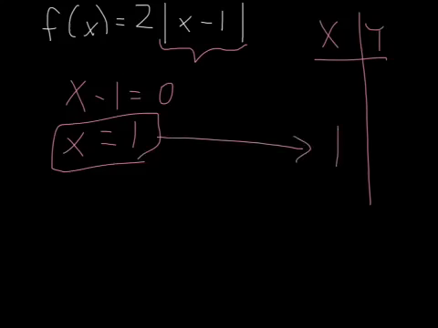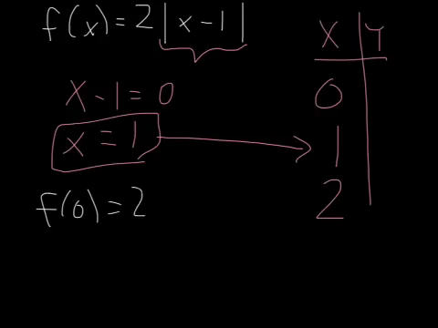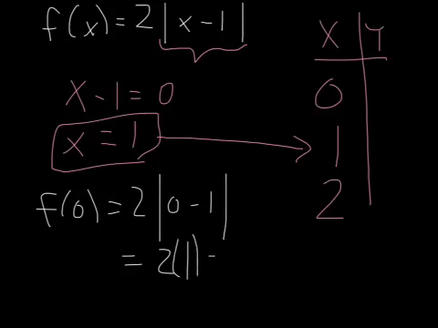Let's pick something smaller. How about 0? And let's pick something bigger. How about 2? So now if I plug these in and get my other points, for 0, I'll get f of 0 equals 2 times 0 minus 1, which would give me 2 times positive 1, which would be 2. So I get 0, 2 here.